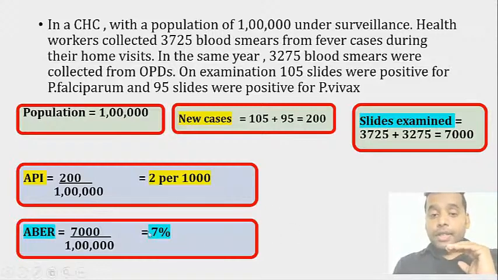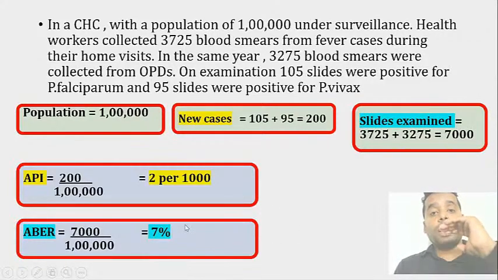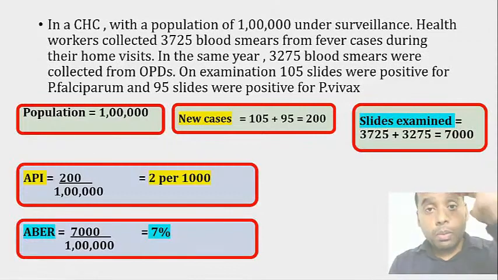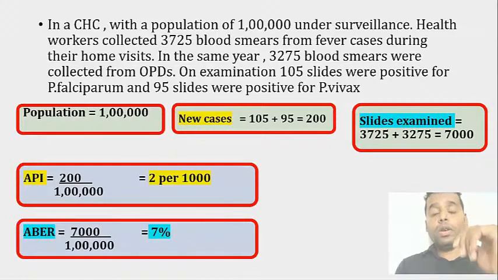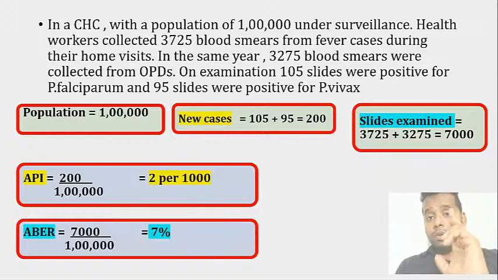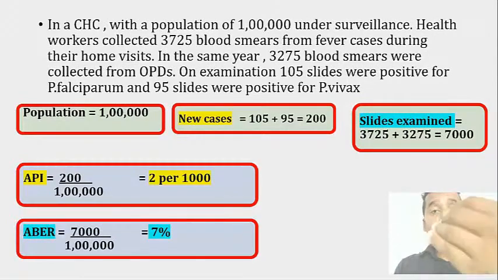If the efficiency is less, we have to give proper action and proper feedback. So action and feedback is a part of surveillance. They are missing the cases, they are not going into the community, or they are not opening their clinics when the patient comes to them. So it is 7%, that is very less. What they give is the population and new cases; you calculate API, and from slides examined you calculate annual blood examination rate. Good. So this is the calculation part.